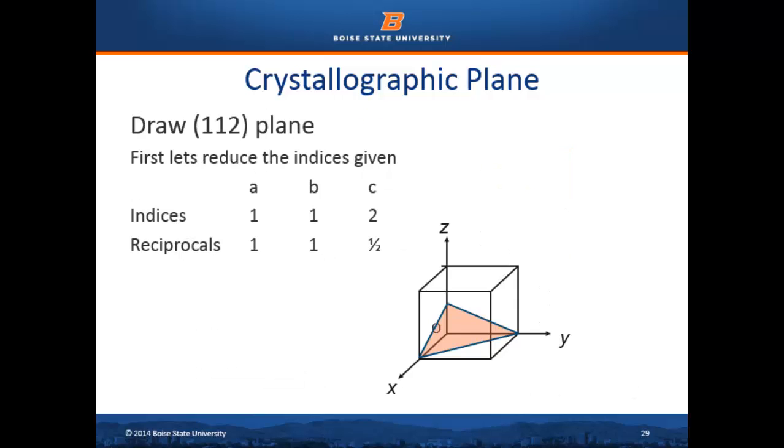Here we get another problem. We are asked to draw the 1, 1, 2 plane. Here we'll just follow the reverse order of our steps. First, we need to take the reciprocal of the numbers, which is 1, 1, and half. Then we'll mark 1 on the x-axis, 1 on the y-axis, and half on the z-axis. At the end, we have to connect these points and shape the plane.